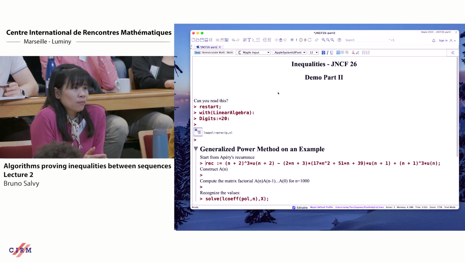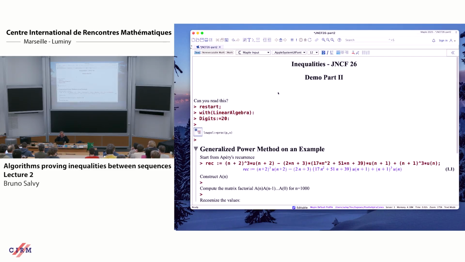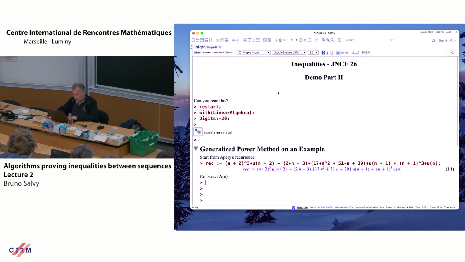So I take this recurrence for the Apéry numbers that were mentioned by Anastasia yesterday. So this is the recurrence. And I will show you the matrix so that you really see the matrix. So how do I construct the matrix? You take this recurrence and you want to construct the companion matrix. It turns out that in Maple there's a function to construct a companion matrix, but for a polynomial. So I just first turn the recurrence into a polynomial. Okay, now it's a polynomial, and I can get the companion matrix.